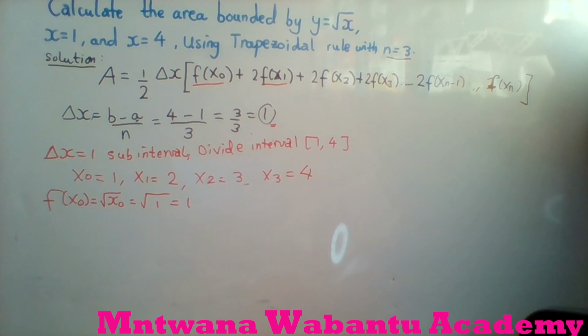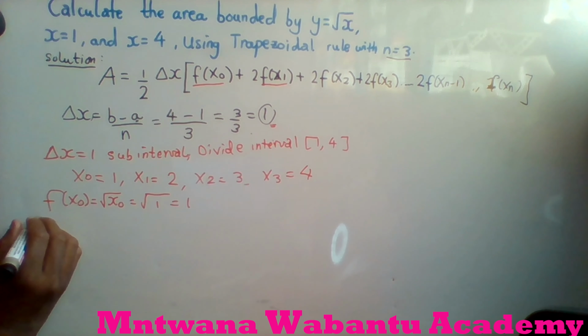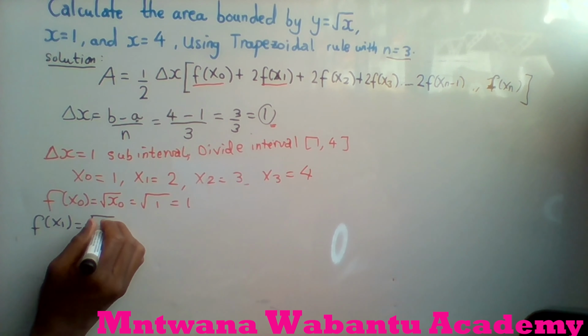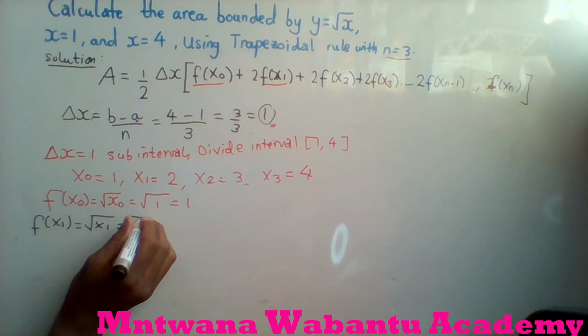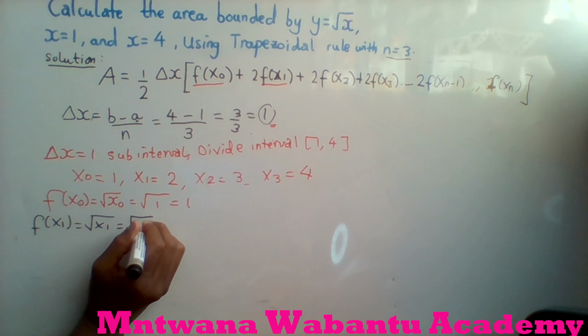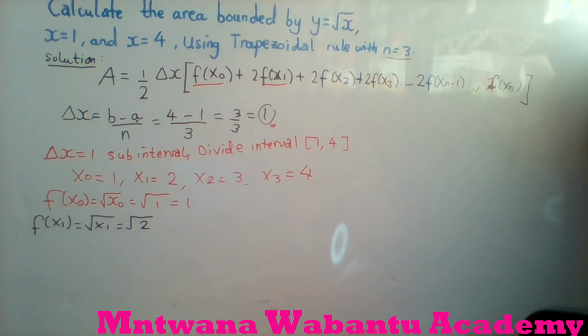So we do the same thing for the next one. Now we're going to say f of x1 has to be the square root of x1. Square root, what is our x1? Our x1 is equal to 2. So square root of 2. Now we do the same thing, etc., etc.